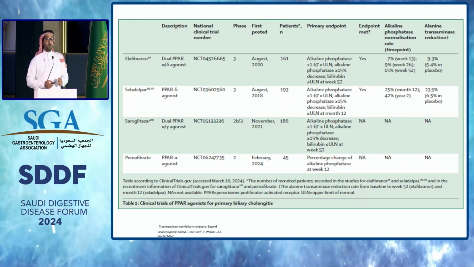These are some of the new medications that will change and will lead to a major shift in the PBC treatment paradigm: Elafibranor, Seladelpar, Saroglitazar. As you notice, almost all of these medications work through the peroxisome proliferator-activated receptors, whether that be delta, alpha and delta, or even alpha and gamma.